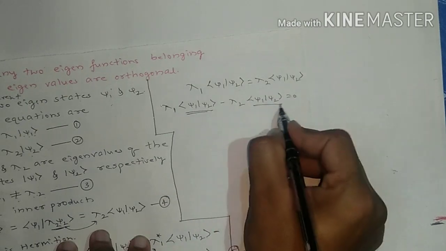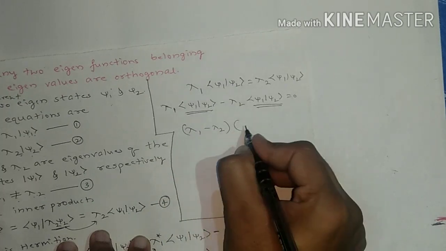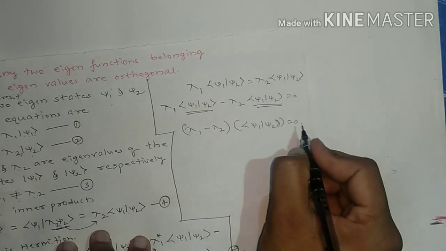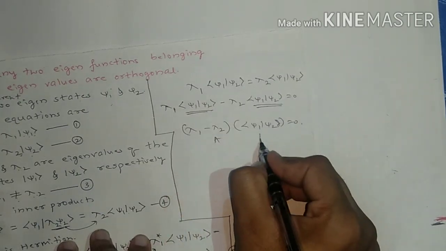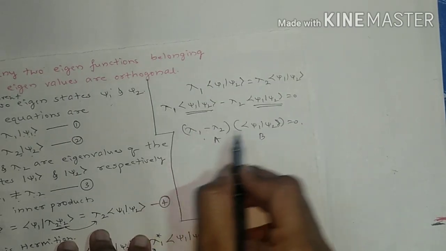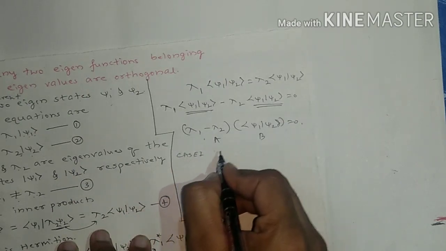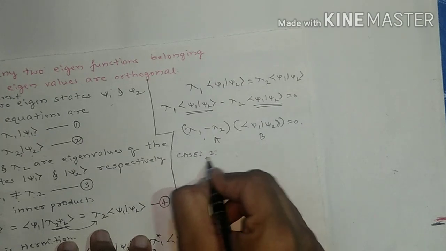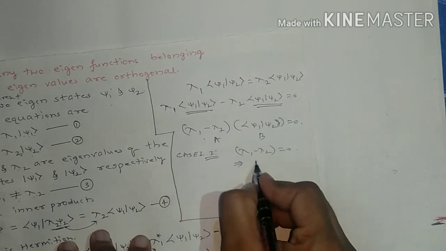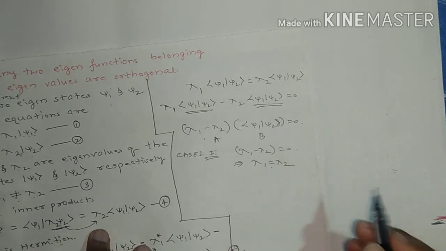So this inner product can be taken common. So lambda 1 minus lambda 2, into the inner product, is equal to 0. This is of the form AB equal to 0. If AB is equal to 0, either A has to be equal to 0 or B has to be equal to 0. So case 1 is lambda 1 minus lambda 2 is equal to 0. That means lambda 1 is equal to lambda 2. Is this possible, lambda 1 equal to lambda 2? This is not possible.